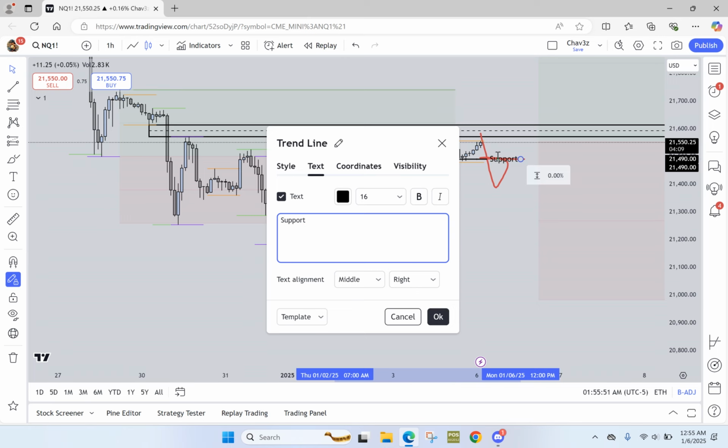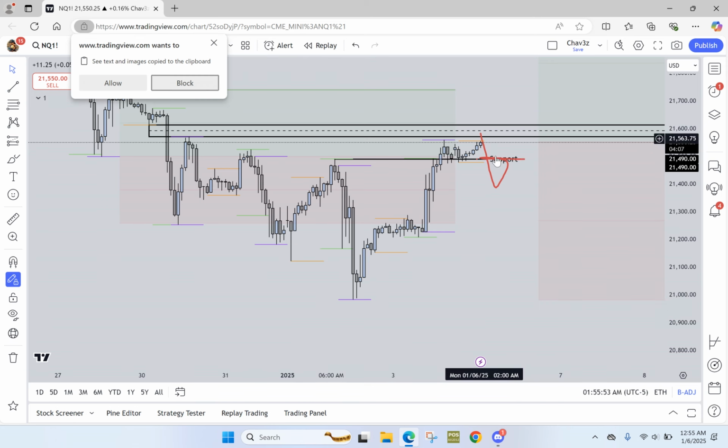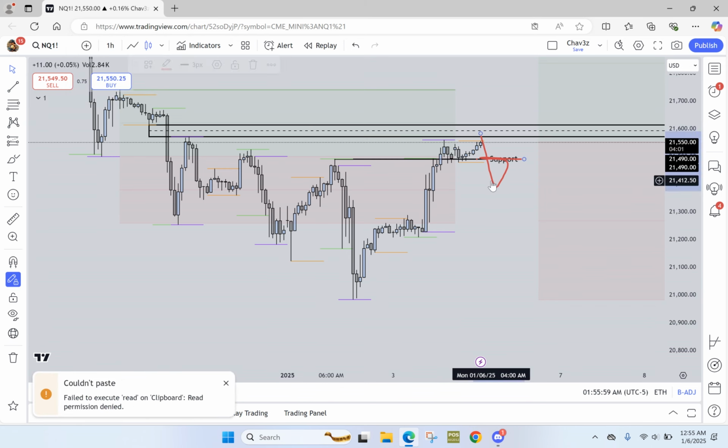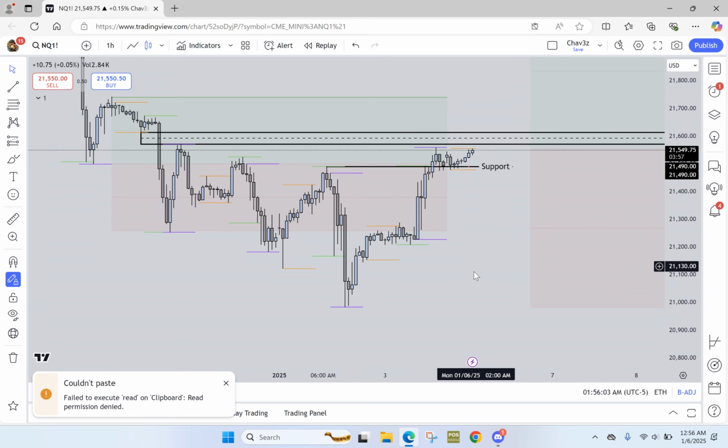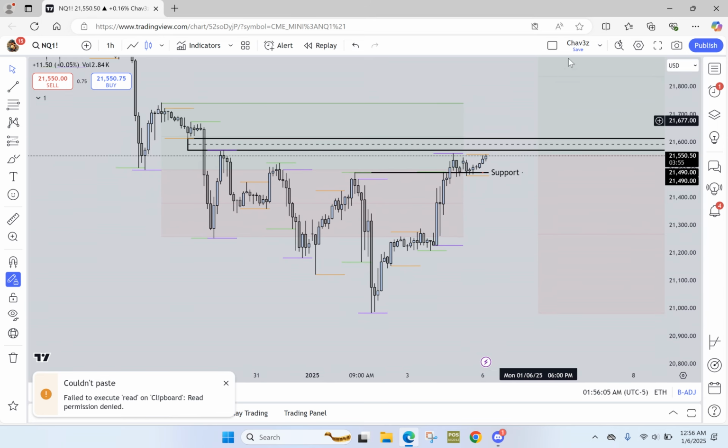So this is actually a support, right? Dropping below this support would turn it into what? Would turn it into a resistance. Then we would attack or target all these lows. So we have our three different narratives, right?